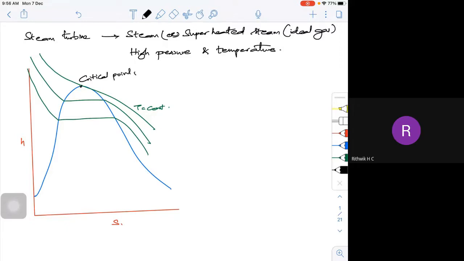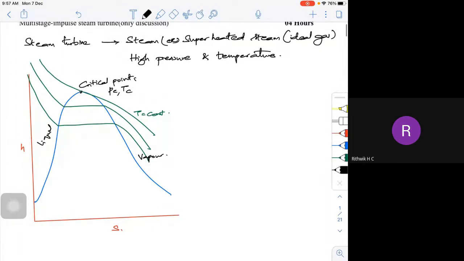Why is it called a critical point? At the critical point, all the phases coexist. To the left-hand side, I have the water, that is the liquid phase, and to the right-hand side, I have the vapor phase. If any working substance is at that critical temperature and critical pressure, the phase change occurs from liquid to vapor immediately.